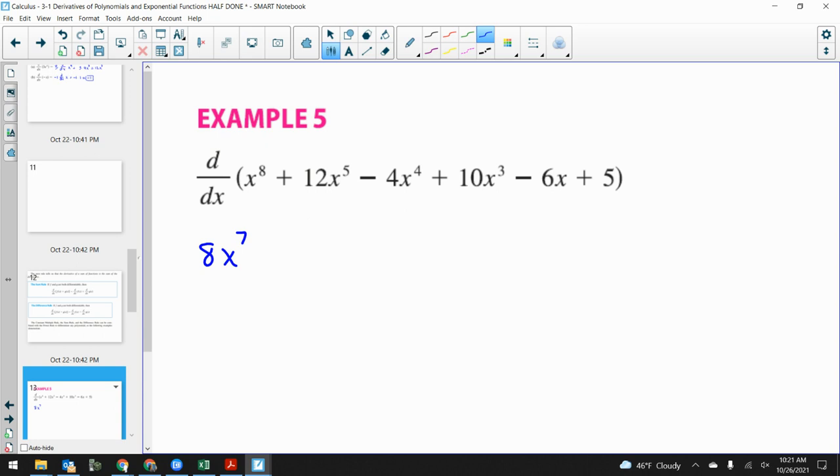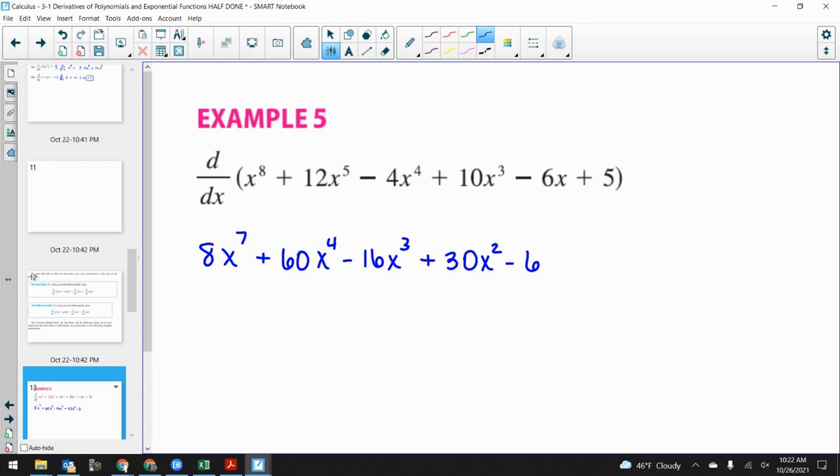Bring the 5 in front and multiply. 12 times 5 is 60. 60x to the 4th. Okay? Bring the 4 in front, multiply. Minus 16x to the 3rd. Plus 30x squared minus 6.